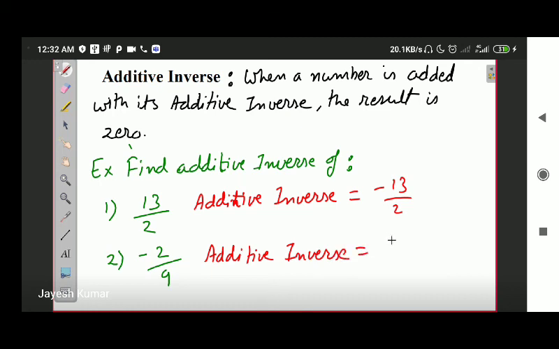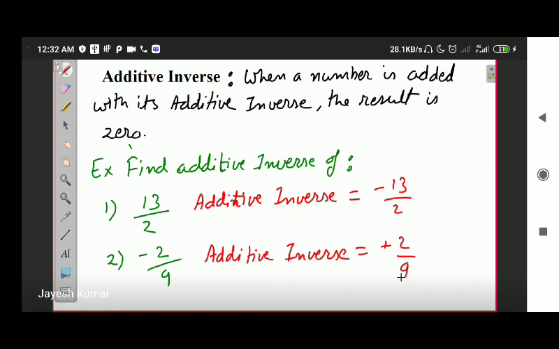Will be plus 2 upon 9. Okay, so additive inverse is nothing but we change the sign of the number, that becomes an additive inverse. Okay, I think there should be no problem till now. Okay, based on all these questions in theory, you can complete the exercise.